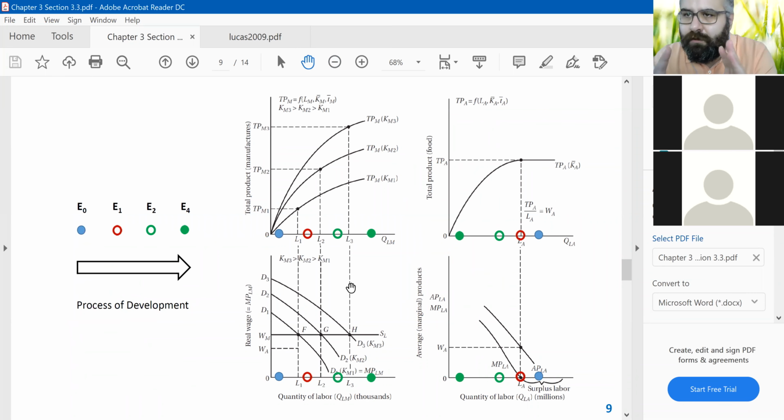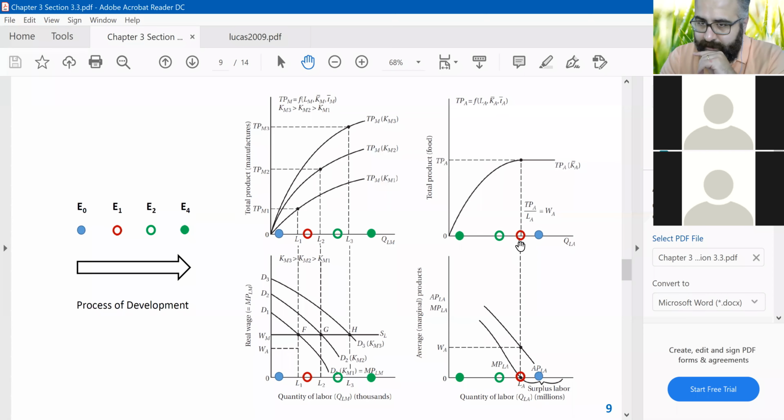Now we're going to merge these two figures. So we have 4 panels. On the right panel, top and bottom, you see the agricultural sector. On the left panel, top and bottom, you're going to see the manufacturing sector. And here I identified 4 points in historical time. Now, initially, the equilibrium is at the blue dot. The equilibrium is here.